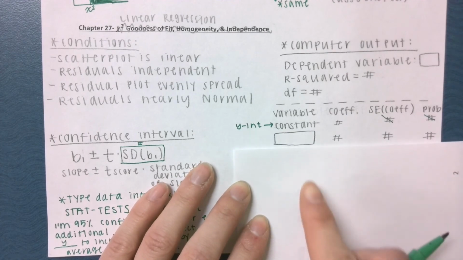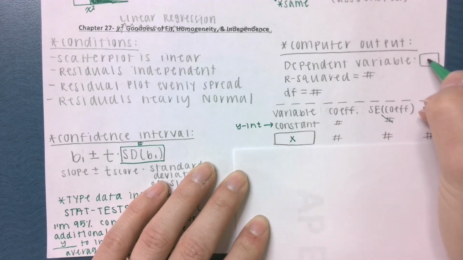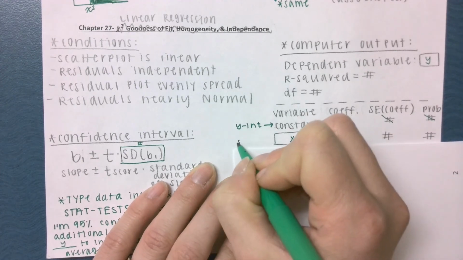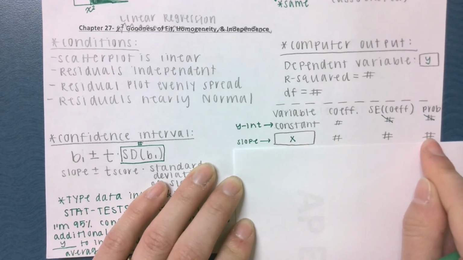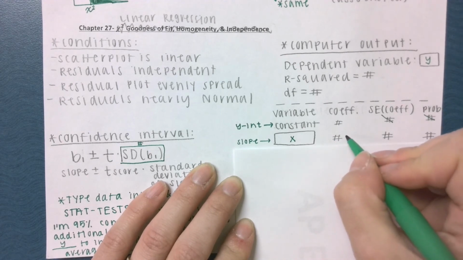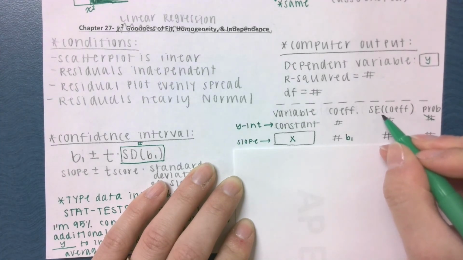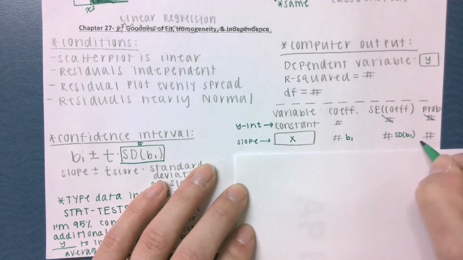Next up, I will have just a variable here. This is always going to be your x variable. The dependent variable they gave you was your y. This x variable always corresponds to your slope. So this entire row here is all about slope. The number under coefficient is your actual slope value. So this is B1. The number next to it, the standard error or standard deviation, is the standard deviation of B1. And then this number here would be the p-value. If you were running a hypothesis test, you might need that p-value.